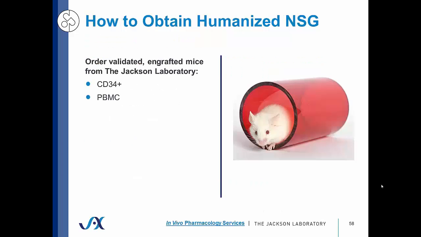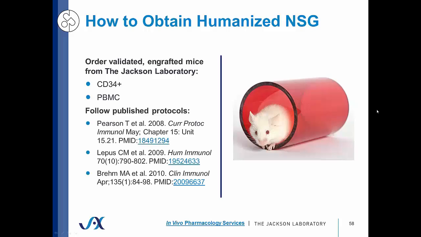So as I mentioned, if you're interested in using these humanized NSG mice, you can order them from us where you can rely on our expertise as well as save yourself some time, because we routinely engraft the CD34 model about every 6 weeks or so, and after 12 weeks we validate these mice to ensure that they have at least 25% human immune cell engraftment, but typically we see between 60 to 80% human immune cell engraftment in the peripheral blood. PBMC models available. If you'd like to make your own humanized models, there are several published protocols that can help get you started, and some of these are listed here.